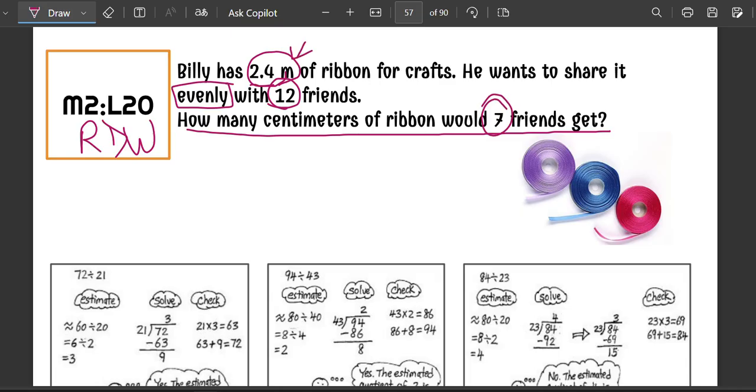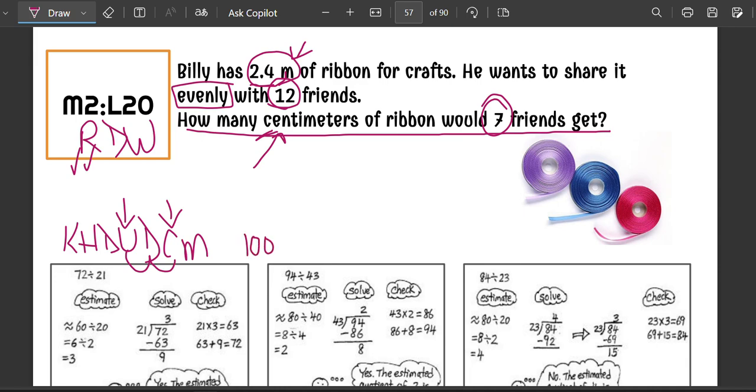Now let's note that that was in meters and it's asking about centimeters, so there'll have to be a conversion there. And we know King Henry died unusually drinking chocolate milk. We're going to be going from the unit, which is the meters, to centimeters. That's going to be 2 jumps. So that's going to be 100.